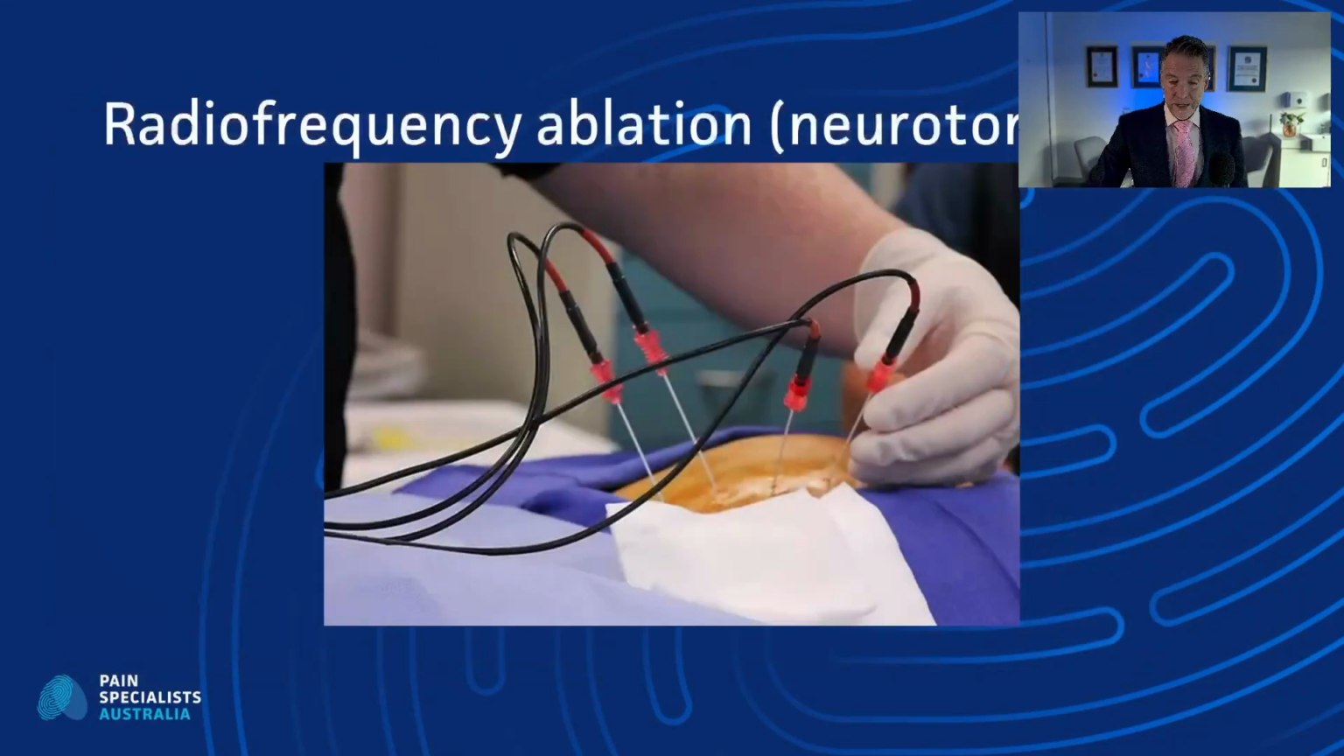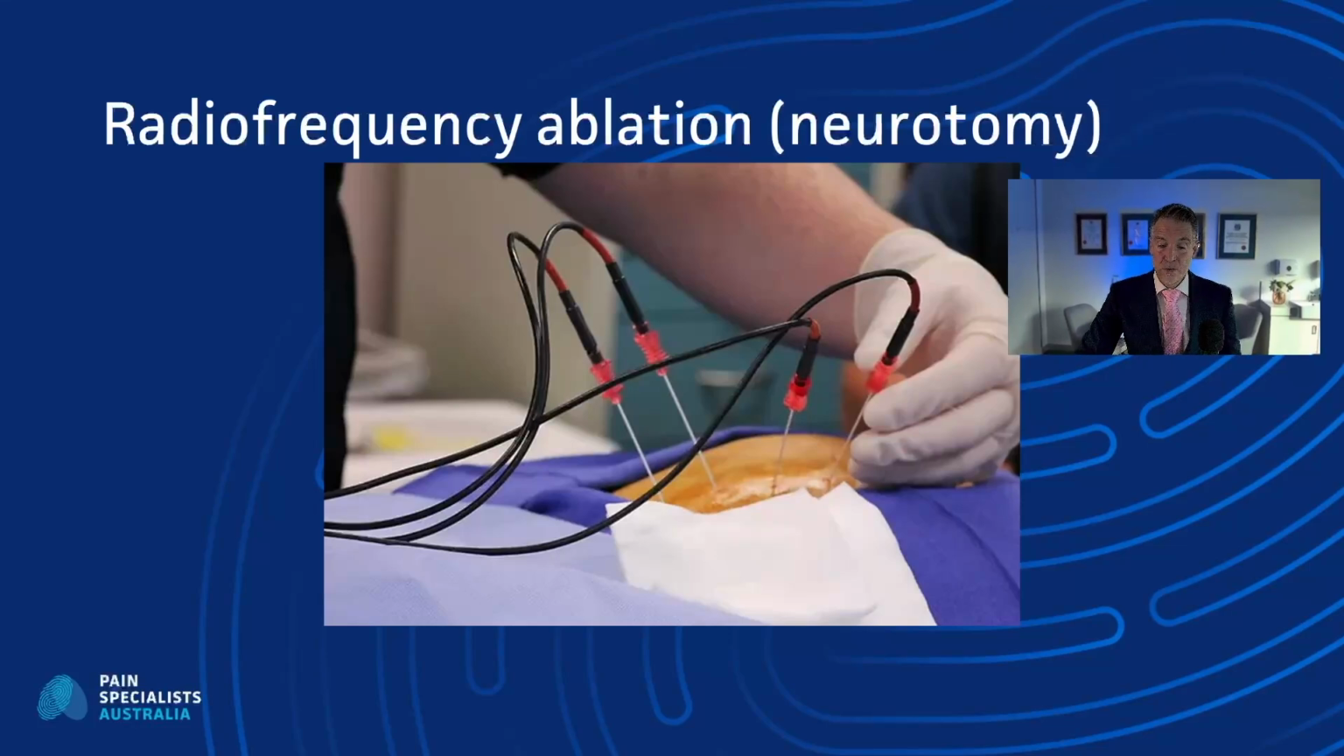like on X-ray. Let's talk about radiofrequency neurotomy, sometimes called radiofrequency ablation. That's what it looks like. There are a number of needles through the skin focused on the medial branch nerves. So let's have a look at that in a little more detail. This is a treatment for facet joint pain.